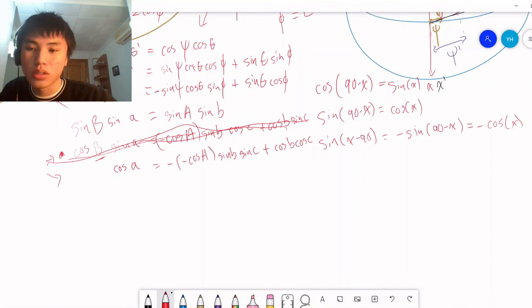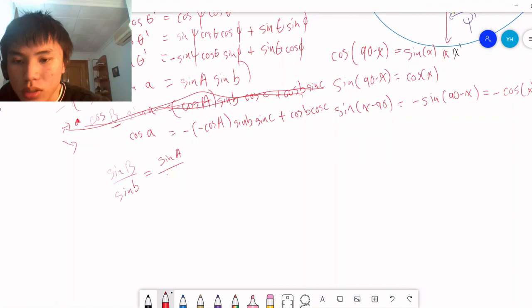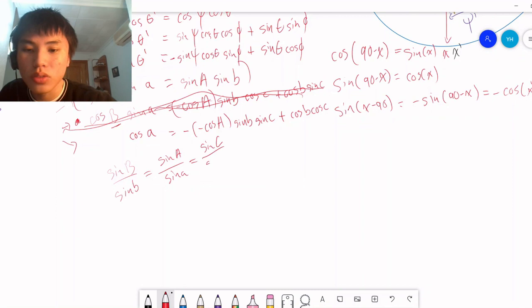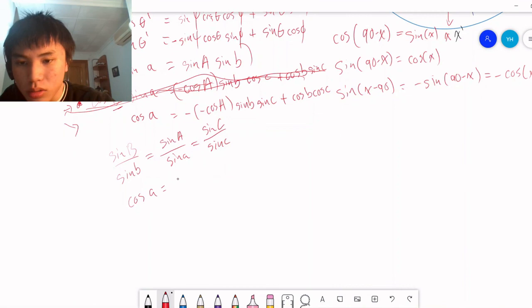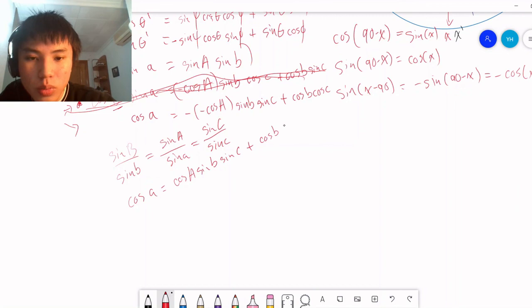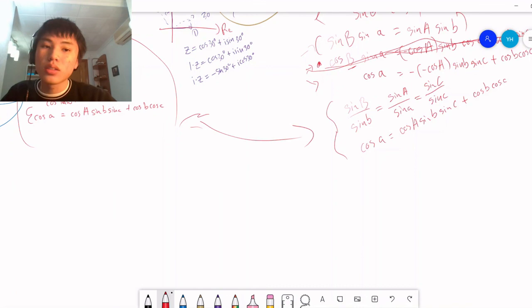And for this equation, we have these two equations. The first one, what does this look like? This looks like the sine law, right? This is sine B over sine small b is equal to sine big A over sine small a. And naturally, this follows that this is equal to sine big C over sine small c, because a, b, and c are very arbitrary in this case. The second equation is cosine a is equal to cosine big A sine small b sine small c plus cosine small b cosine c. These are the two equations. These are the exact same equations as the ones that we have described here. And this is the derivation for the sine law and cosine law of spherical triangles. Thanks very much for watching.